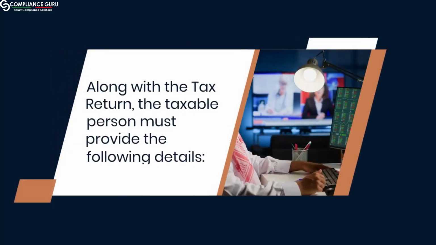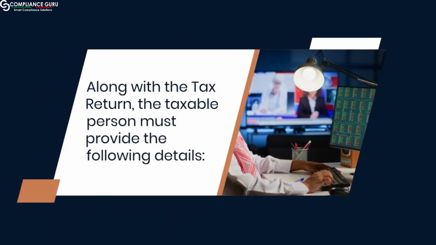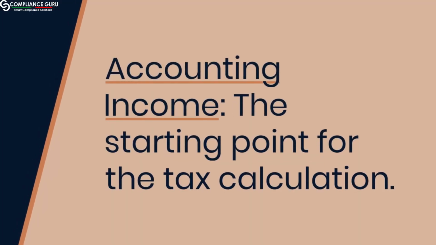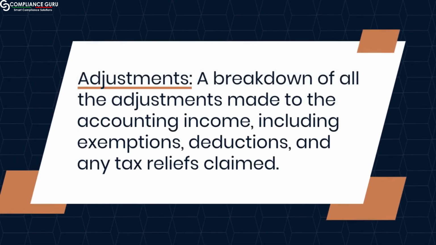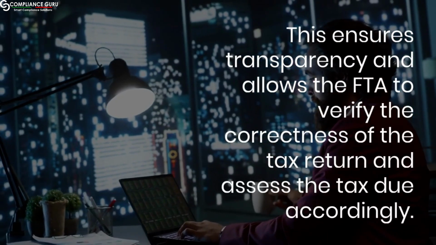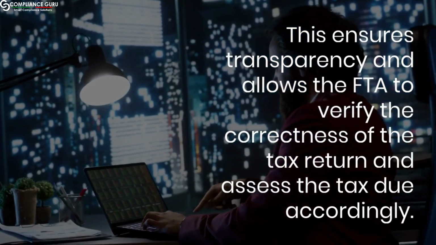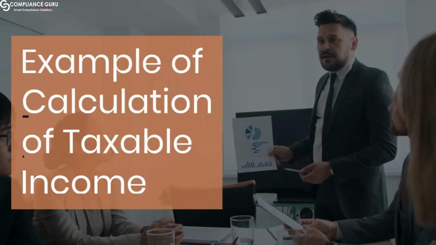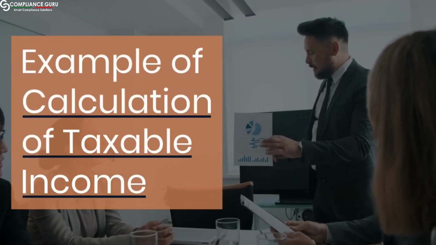Along with the tax return, the taxable person must provide the following details. Accounting income, the starting point for the tax calculation. Adjustments, a breakdown of all the adjustments made to the accounting income, including exemptions, deductions, and any tax reliefs claimed. This ensures transparency and allows the FTA to verify the correctness of the tax return and assess the tax due accordingly.